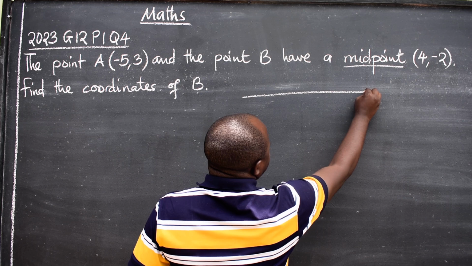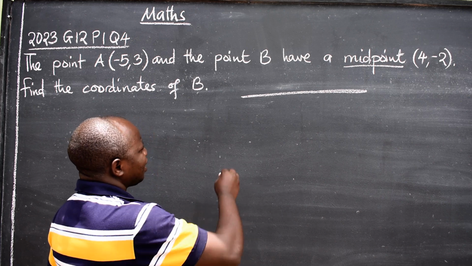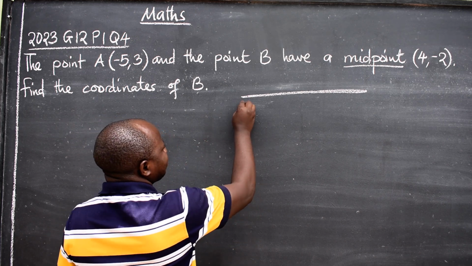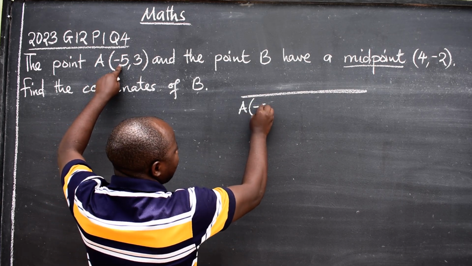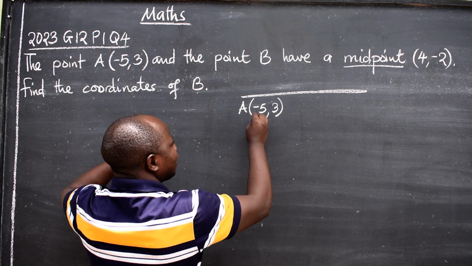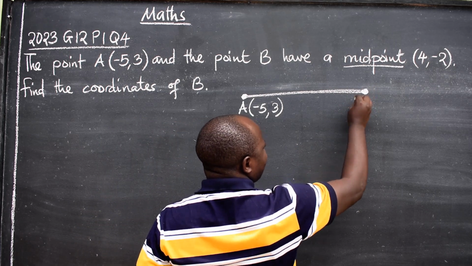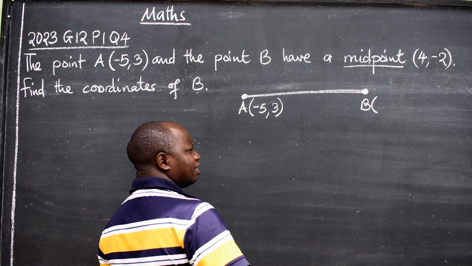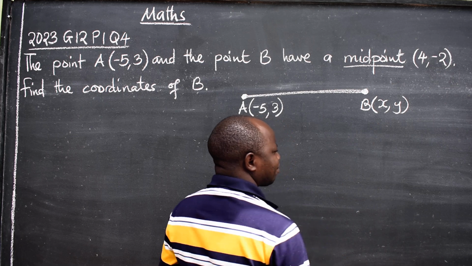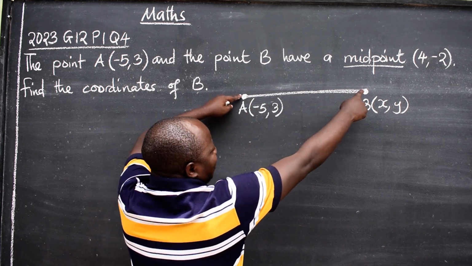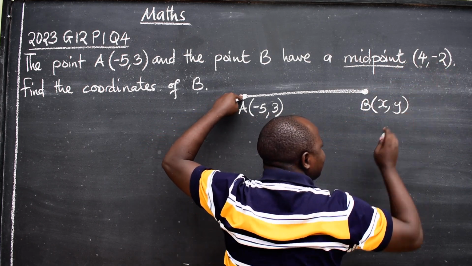Let's say we have this line here, okay? This straight line has got coordinates or points. We have point A, let's say this is -5,3, okay? Let's say this is the point. We also have another point, let's say here, which is point B. This point B, we don't know the coordinates, so we just say x, y. Okay? This line has a midpoint, which is 4, -2.